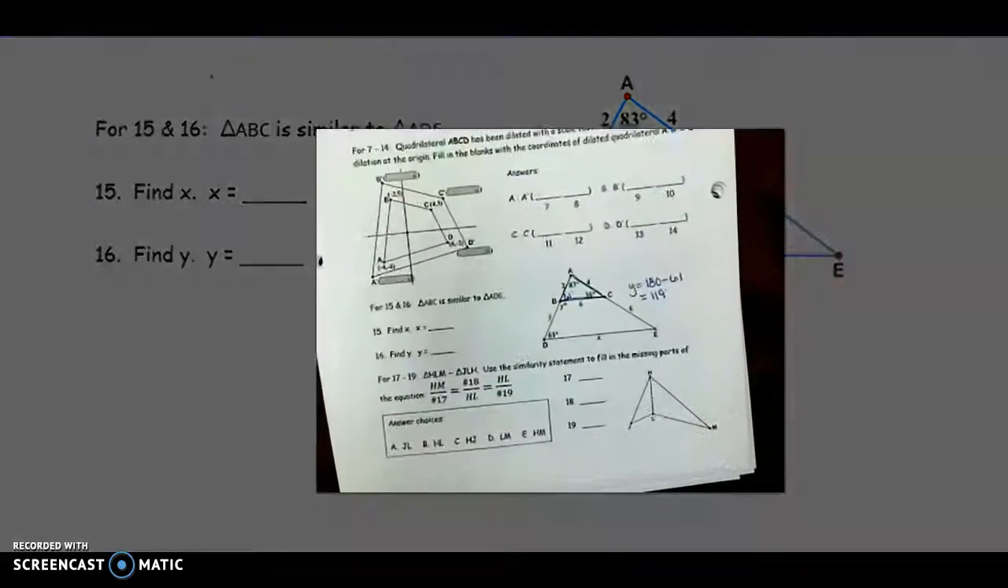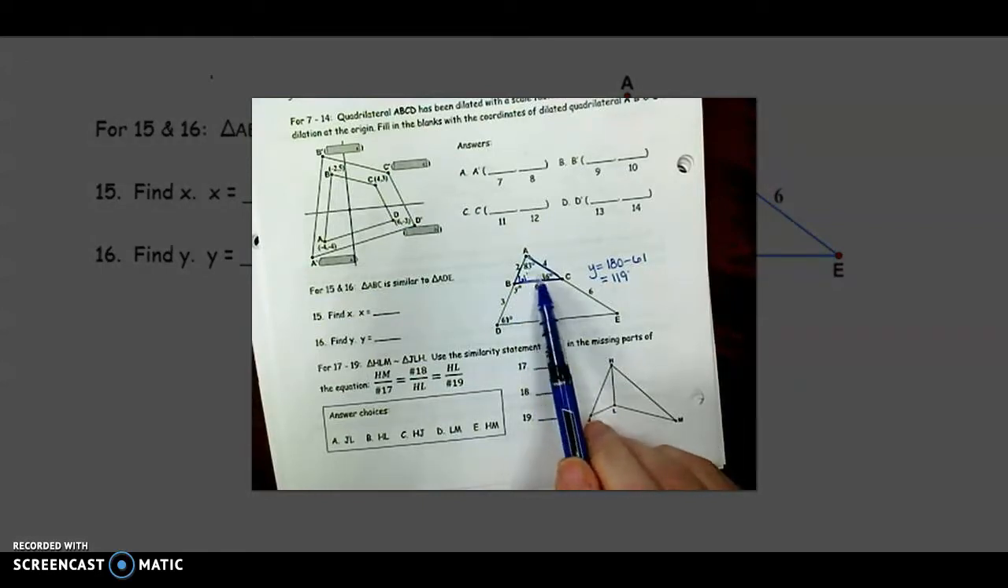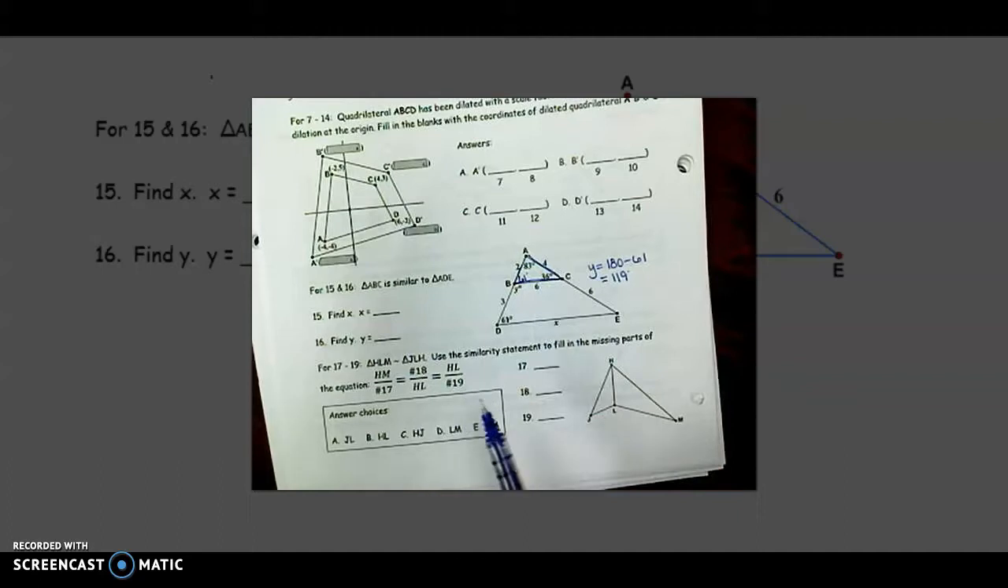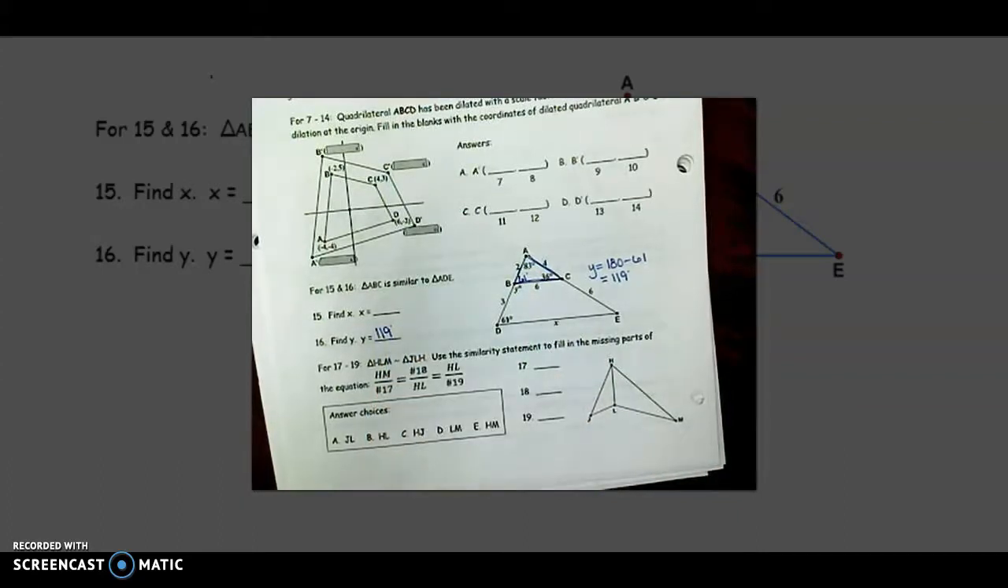I'm sorry, I could make this larger for you. You can also recognize this as an exterior angle, which is equal to the sum of its remote interior angles. So either way, you should have found Y to be 119 degrees.